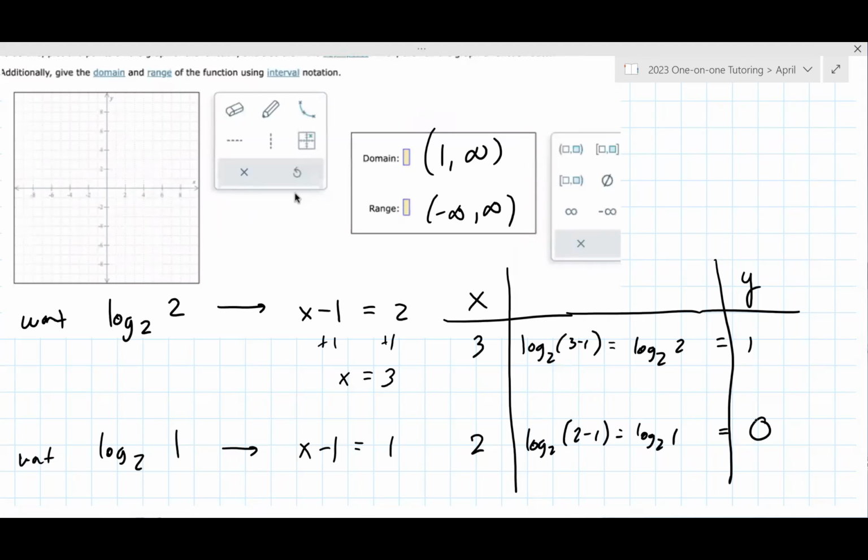Okay, share my. Okay, yeah, that looks correct. I graphed that. Okay. Then I'll switch to some review I want to work on. Okay, sounds good. Okay, let me go to assignments.